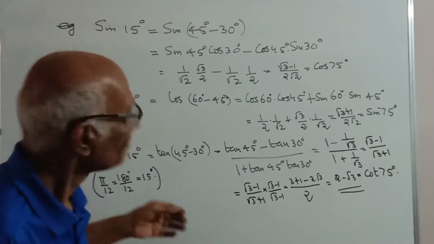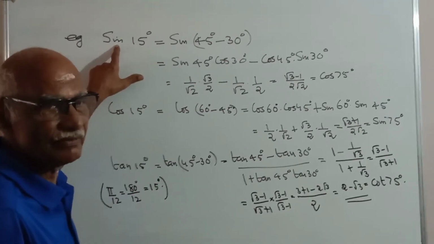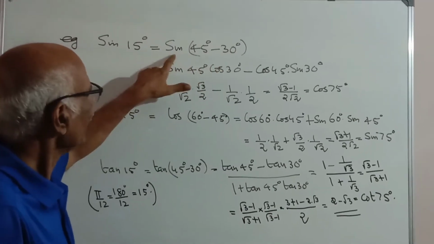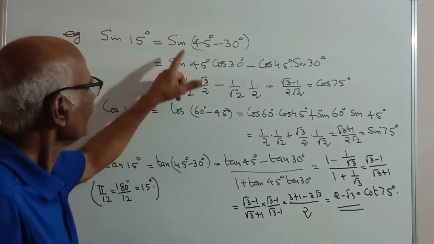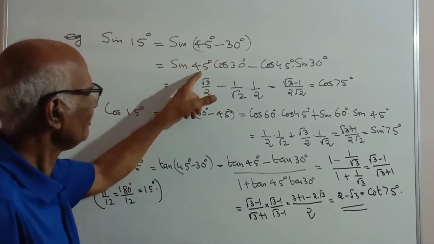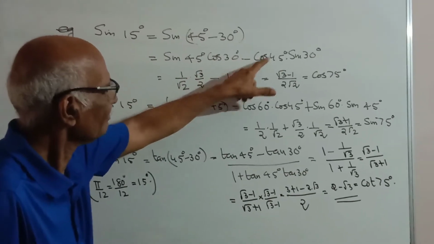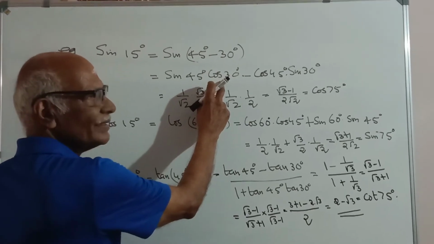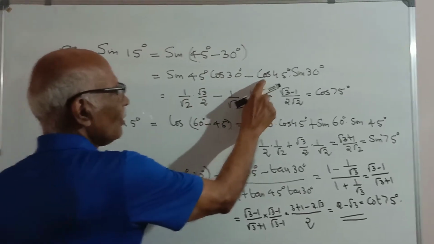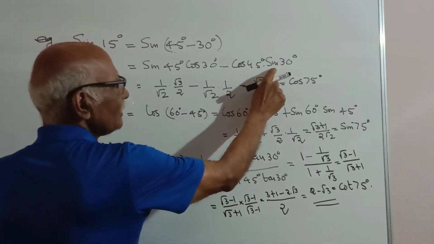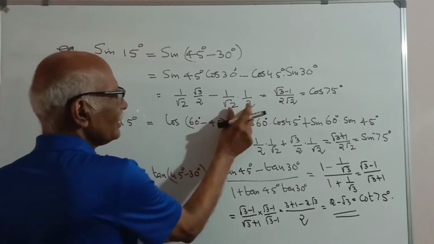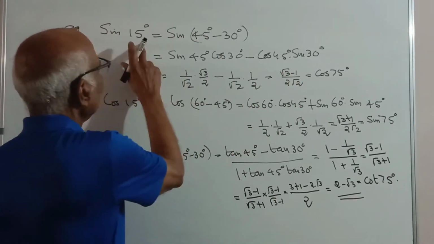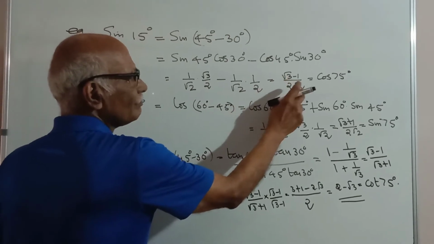Now we consider the value of sin 15 degrees. You know 15 is 45 minus 30. So sin of 45 minus 30. It is sin alpha minus beta. So sin 45 cos 30 minus cos 45 sin 30. Sin 45 is 1 by root 2. Cos 30 is sin 60, root 3 by 2. Cos 45 is 1 by root 2. Sin 30 is 1 by 2. So 2 root 2 is the LCM. Numerator is root 3 minus 1. So the value of sin 15 is (root 3 minus 1) by 2 root 2.